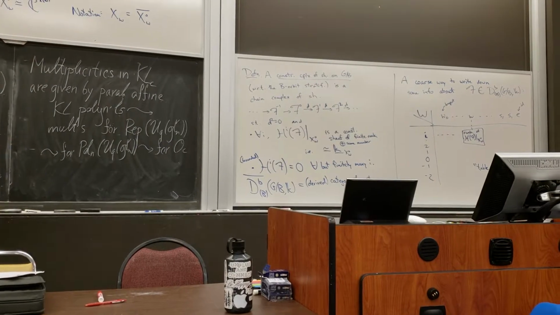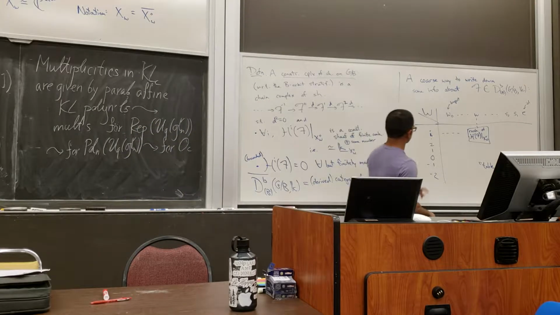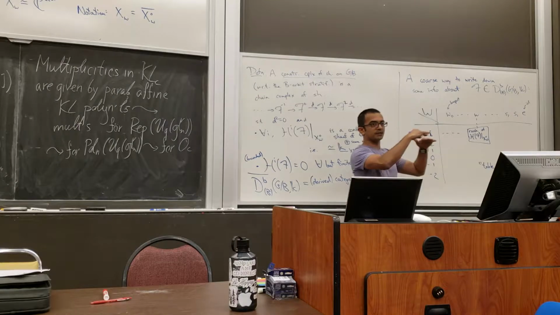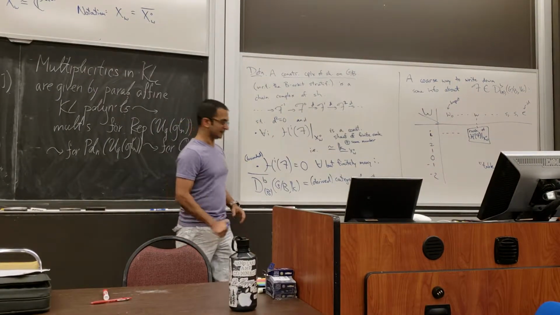Excuse me, how do you get negative integers as ranks? You don't get negative integers as ranks, but the integers here are the degree in which you're taking cohomology. So the chain complex can have terms in negative degrees. So, okay.